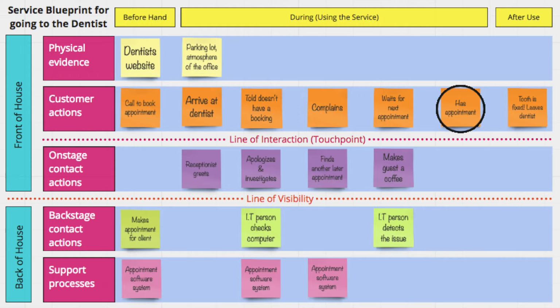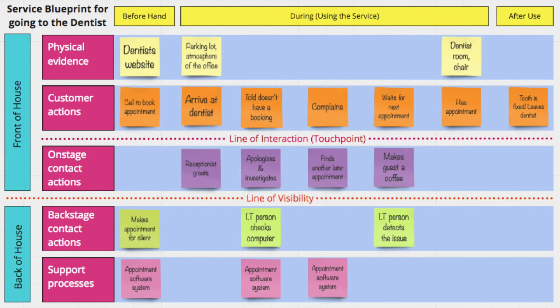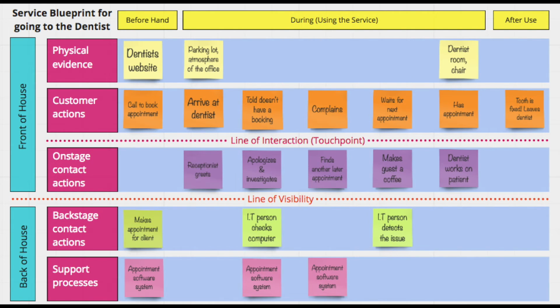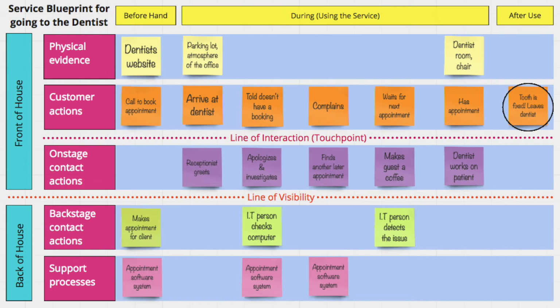So after a little waiting, we move on to the second last action, which is when the patient finally gets in for the appointment. The physical evidence in this action is the patient's room and the feel of the patient's chair. Of course, there is on-stage contact in this action as the dentist works on the patient. Now moving on to the final action, the patient has their tooth fixed and leaves the office.